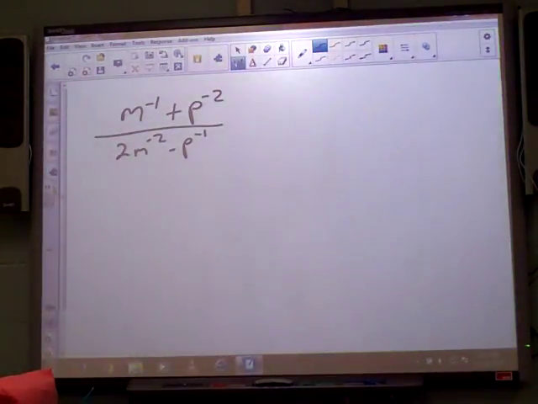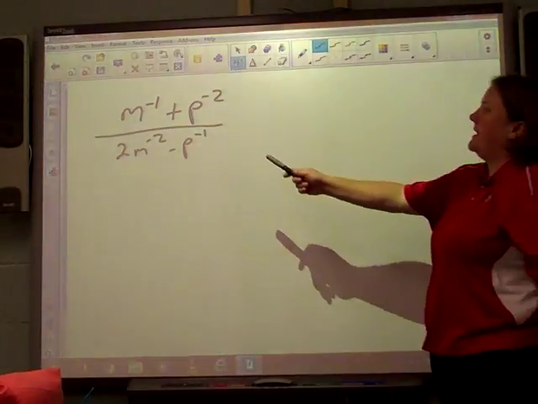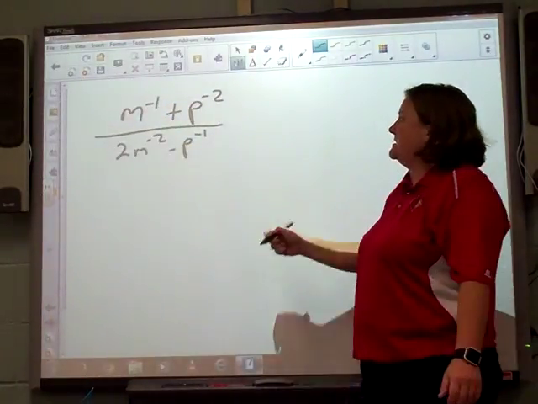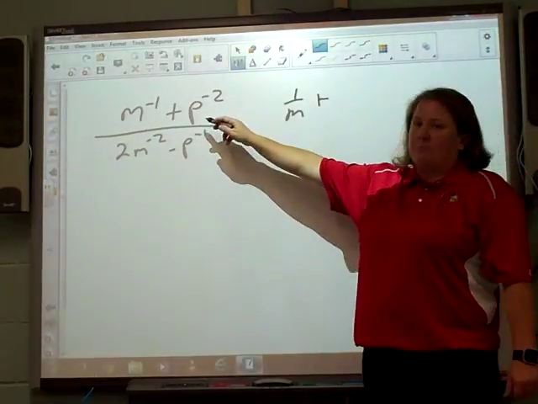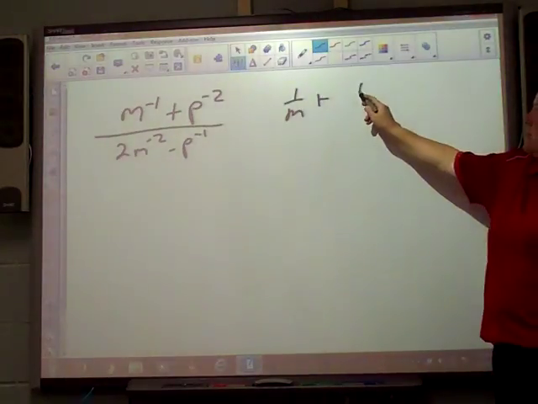You just flip it. Very good, Mason. Take the reciprocal and make it positive. So my reciprocal of m would be 1 over m, and m to the first is just m. So that first piece would be 1 over m, plus the reciprocal of p is 1 over p, and then I make that squared a positive.